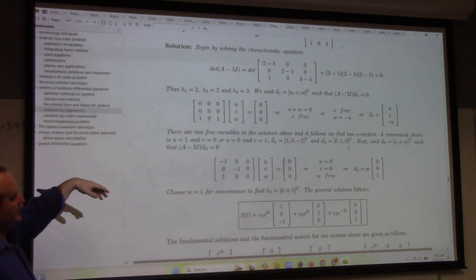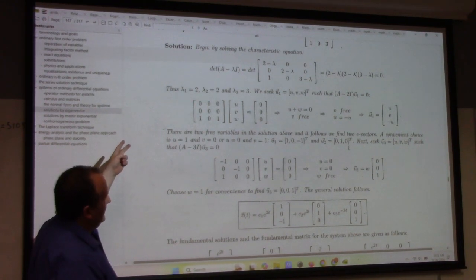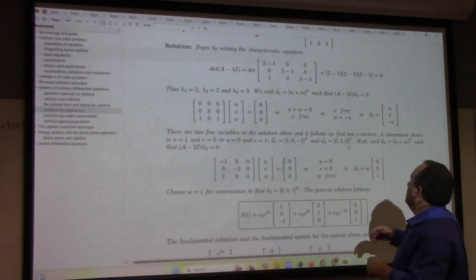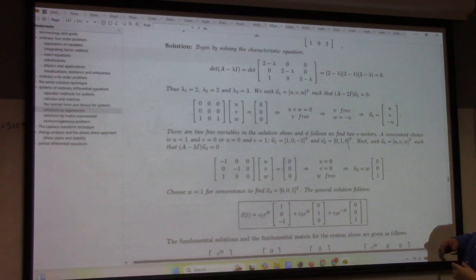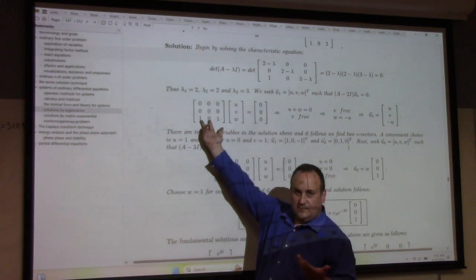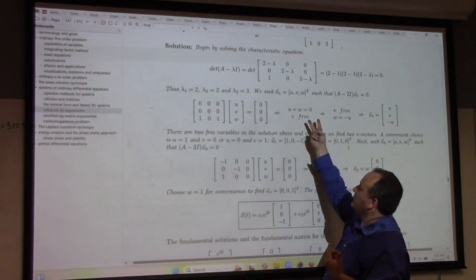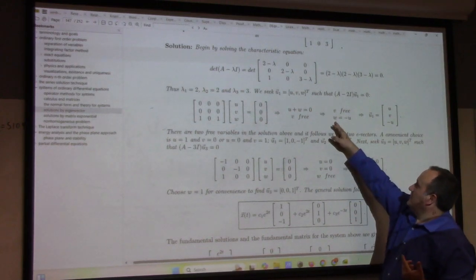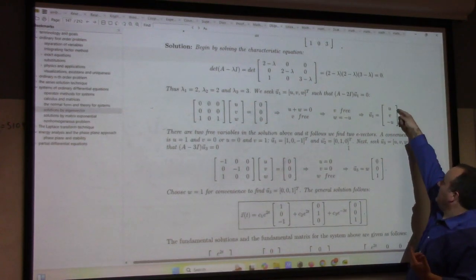I would point out this example is interesting because you have a repeated eigenvalue of 2, and you end up with this, right? So this is just one equation, which ends up meaning that there's two parameters in the solution. You get v is free, and you get w is equal to minus u. So you've got a u and a v in your solution.